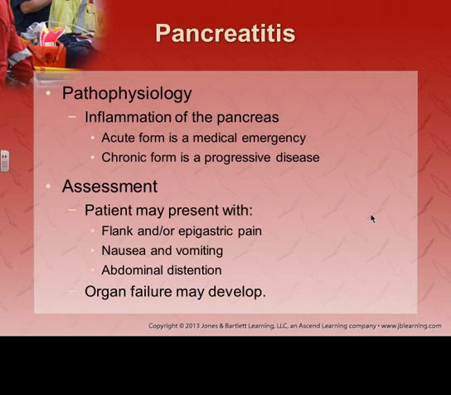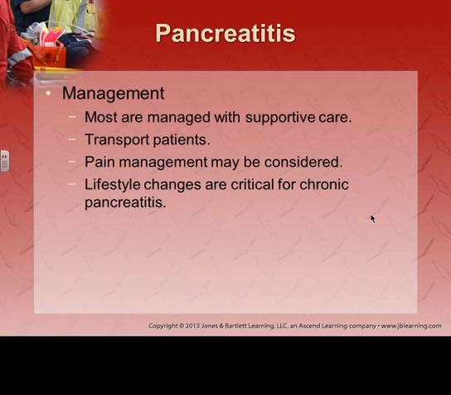Pancreatitis. Inflammation of the pancreas. The pancreas has digestive and endocrine functions. Usually, pancreatitis is from a clogged duct that's going to cause the inflammation, cause the backup of the pancreatic fluids, the enzymes. Flank or epigastric pain. It hurts right in this area. Nausea, vomiting, abdominal distension. Management: supportive. Treat for pain.